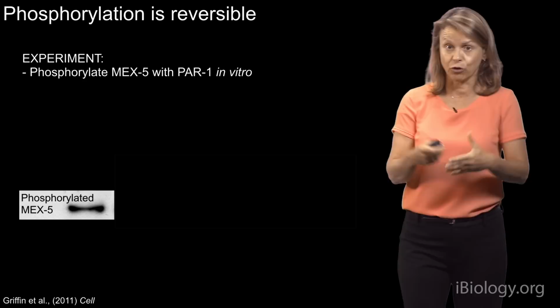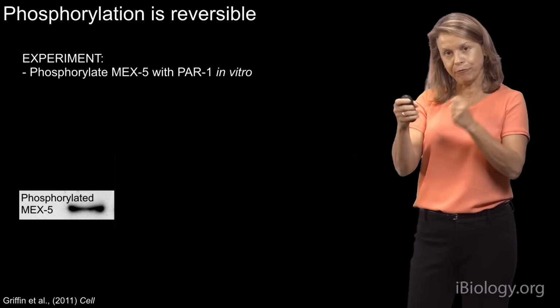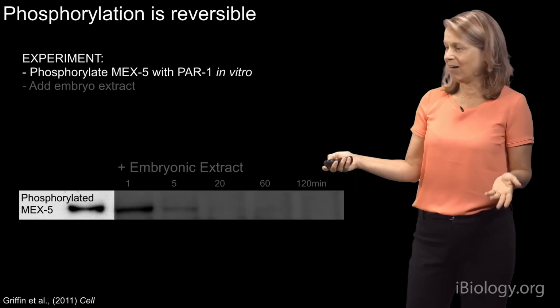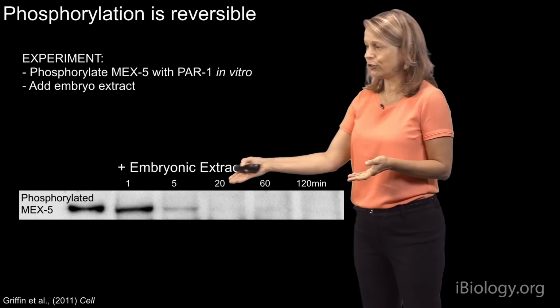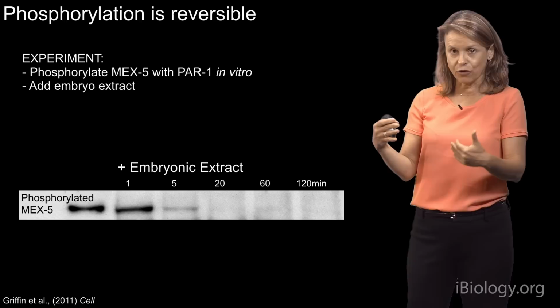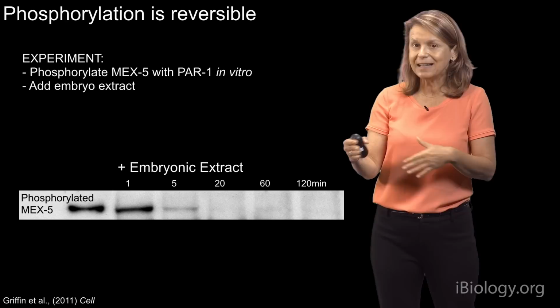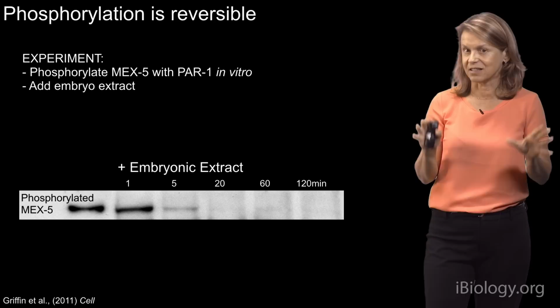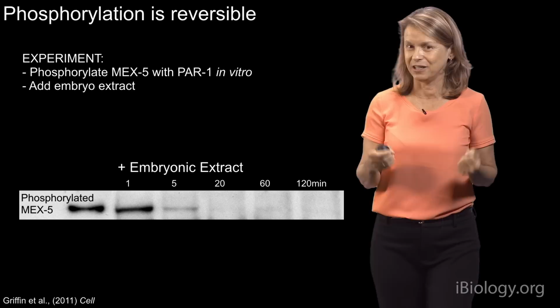After Eric did that experiment, he added to the MEX5 PAR1 mixture embryonic extract, just cytoplasmic extract from C. elegans embryos. And then he saw a really remarkable effect: over time, this embryonic extract was able to take away the phosphorylation from MEX5. So it seems that the phosphorylation that PAR1 does to MEX5 is actually reversible. It's short-lived. It doesn't last for very long. And in fact, Eric was able to discover the phosphatase that is responsible for removing this phosphate, and it's present throughout the cytoplasm in the zygote. Okay, so PAR1 phosphorylates MEX5, but MEX5 has a way to quickly get rid of this phosphorylation. So keep that in mind.